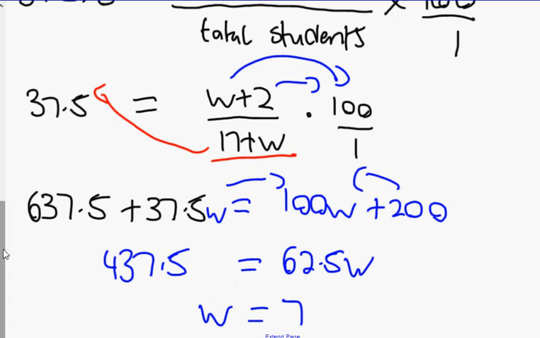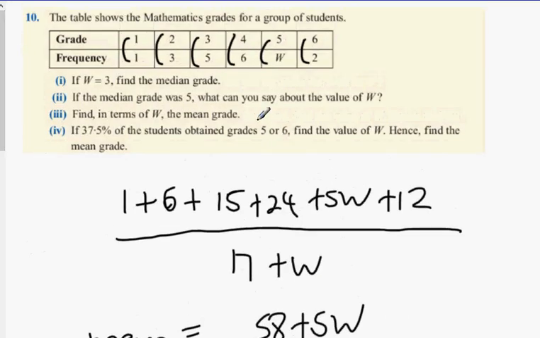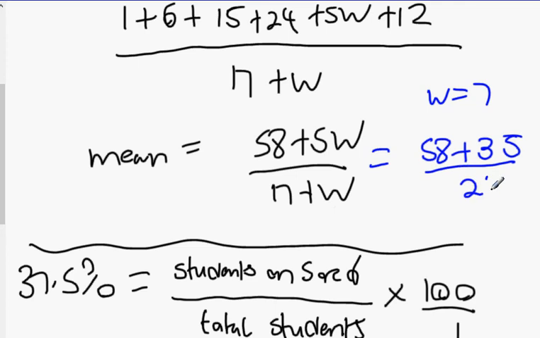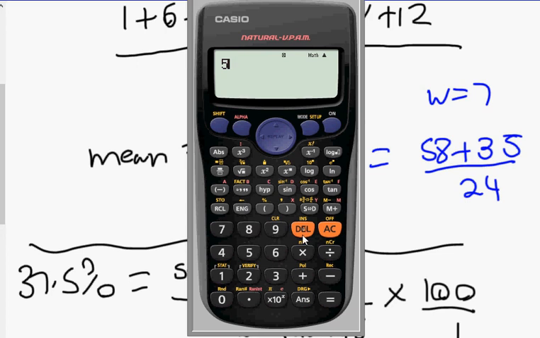W equals 7. Now that we know that W equals 7, we now need to find the mean grade. The mean grade is this formula here. And if W is 7, what we can then change it into is 58 plus 35 divided by 17 plus 7, which is going to be 24. So 58 plus 35 divided by 24. And the mean grade is going to be 3.9. Okay?